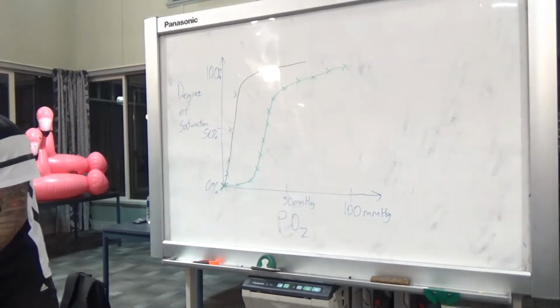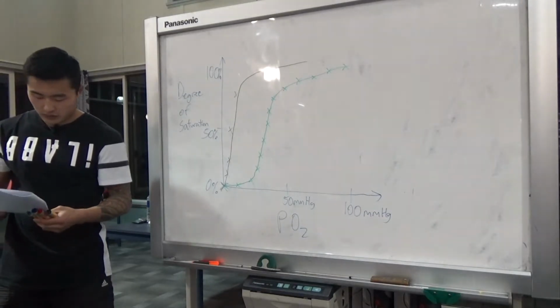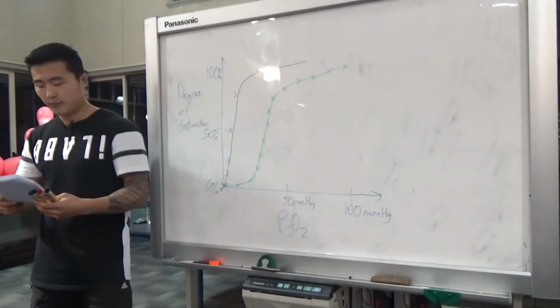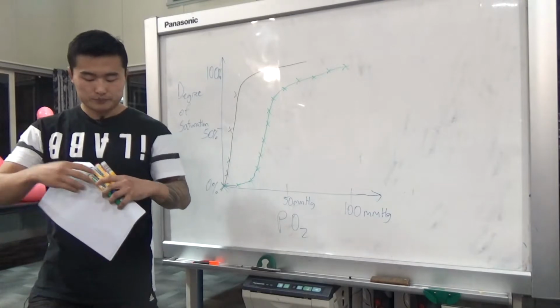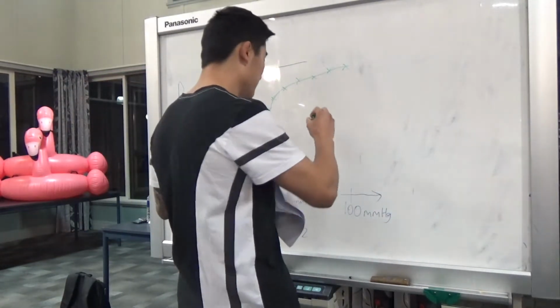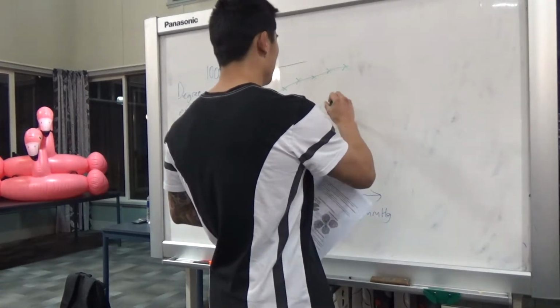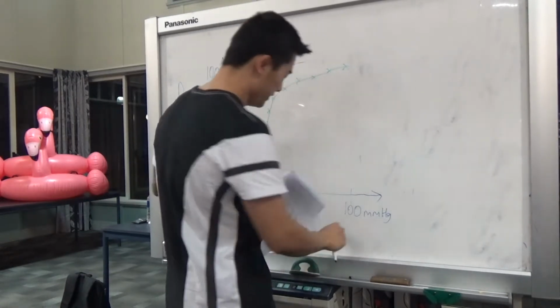Okay. So then, hemoglobin can be in two states. It can be in the R state, which is relaxed. So if it's in the relaxed state, we can just look at that diagram.